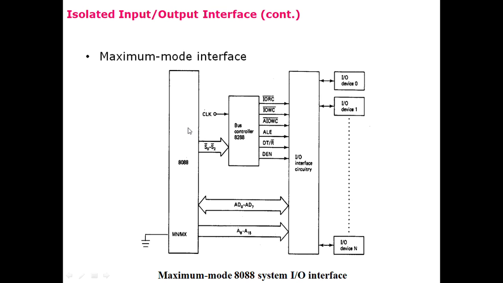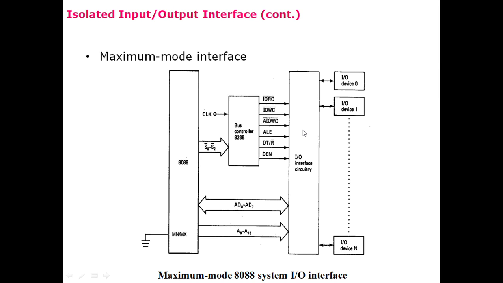So the status signals S0 to S2 are coming from the microprocessor to the bus controller, and then this bus controller is generating a number of specialized input and output control signals. These control signals are connected to the input and output interface circuitry, and in a similar fashion, input and output devices are connected with the circuitry here.